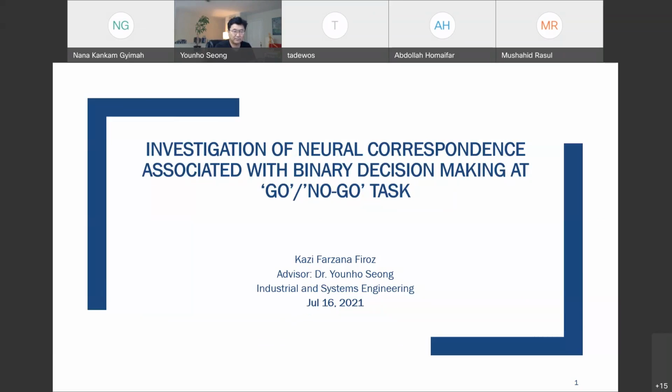Just to give you a brief shot of what she's been working on and what I've been working on together: my lab focuses on three things. The first one is human decision making and judgment. The second one is the brain-computer interface. And the third one is machine learning, which you are probably aware of.